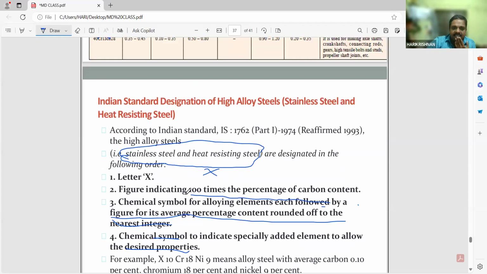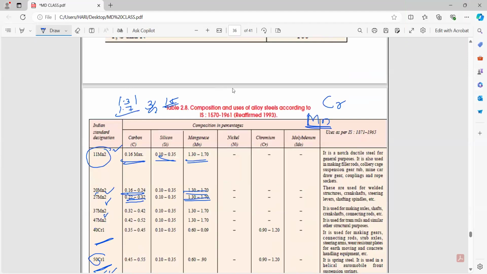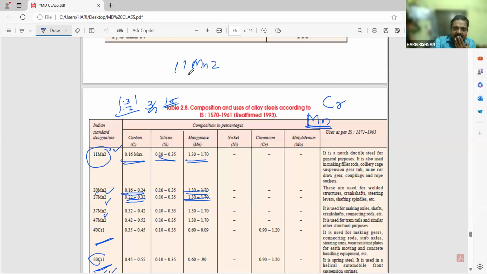So one more thing, you may have a doubt over here: why is it 2 here? You will be having a doubt. It is 1.3 plus 1.7 by 2, which will be 1.5, your average value. The thing is that you will be rounding this average value to 2.